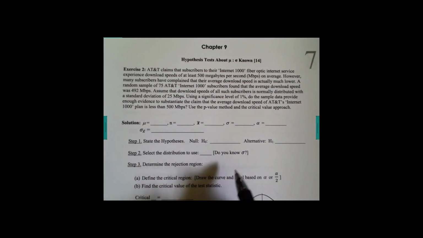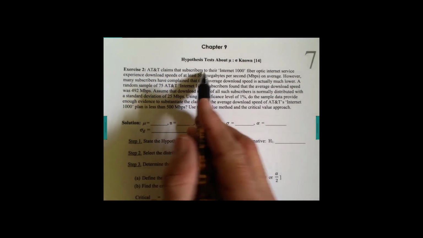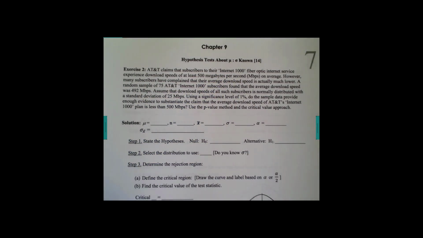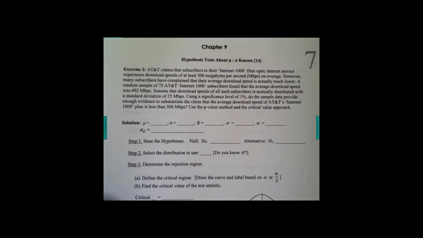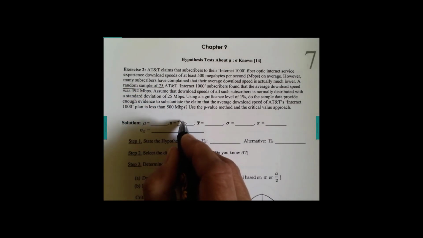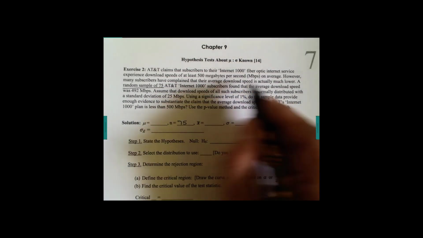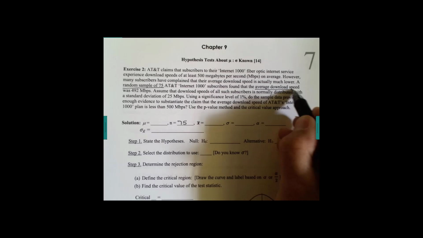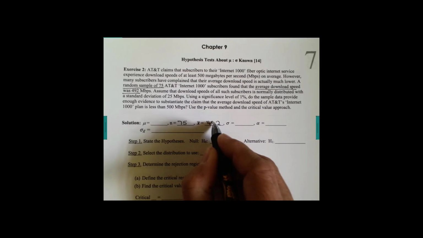Now, I know you've read this at least once, so I'm going to go through it and find this information as we go through. It says AT&T claims that subscribers to their Internet 1000 fiber optic internet service experience download speeds of at least 500 megabytes per second on average. However, many subscribers have complained their average download speed is actually much lower. So there was a random sample of 75. Now, as I find this, I'm going to write it down, of the Internet 1000 subscribers, and found that the average download speed, now this is the average of the sample, right, was 492. This is my sample average, or my sample mean.